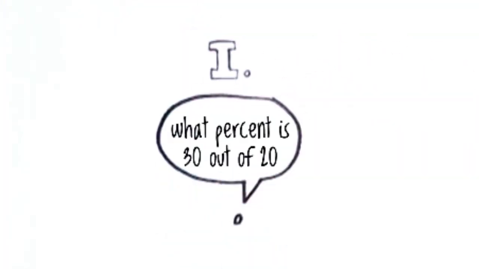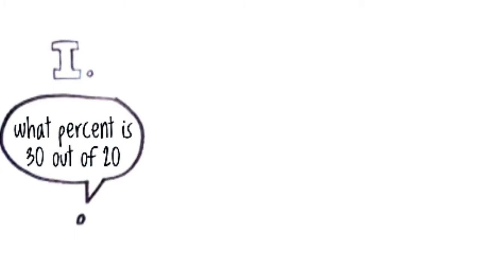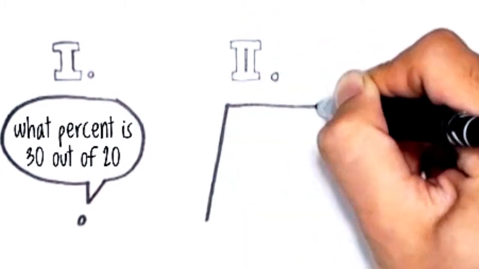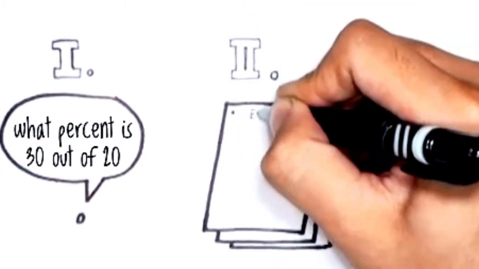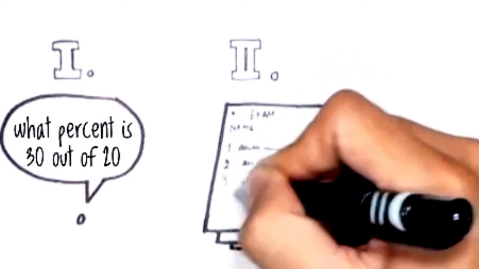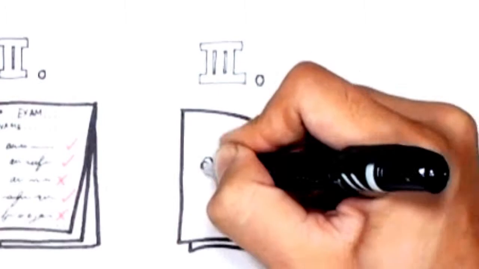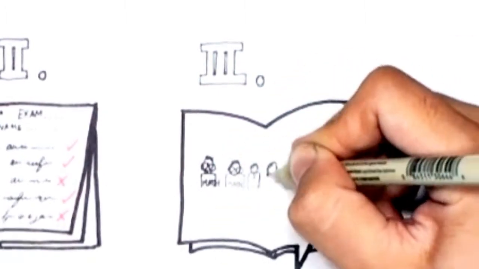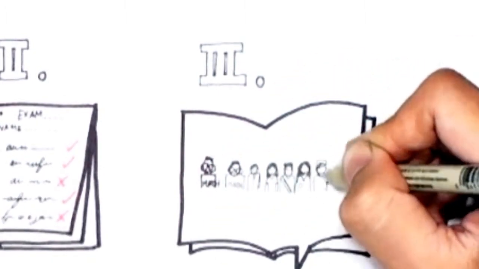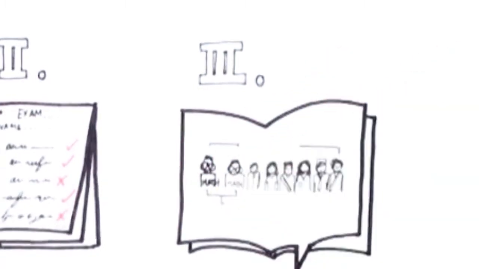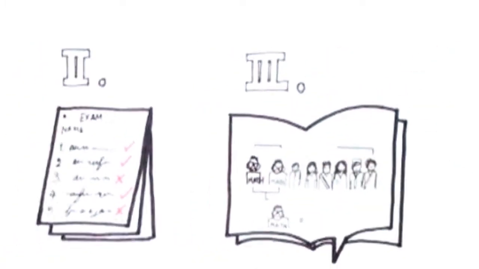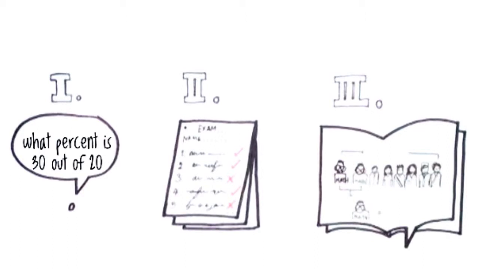To look at a few examples, what percent is 30 out of 20? If you get 80% of 20 questions right in your exam, how many questions did you get right? And in a school where 25% of the teachers teach math, and the school has 50 math teachers, how many teachers does the school have? In those questions, what's the whole, what's the part, and what's the percentage?